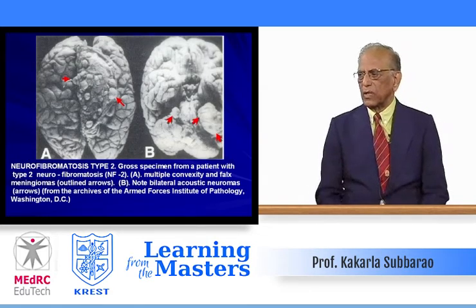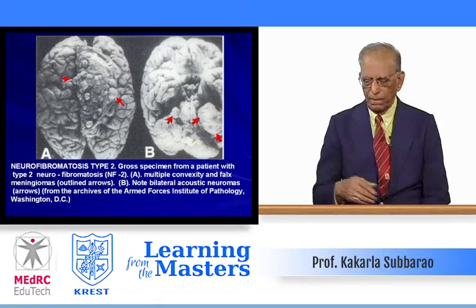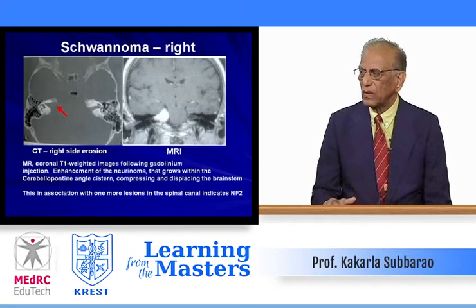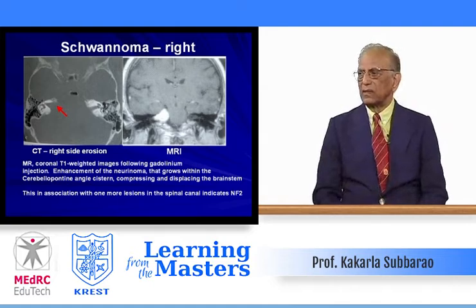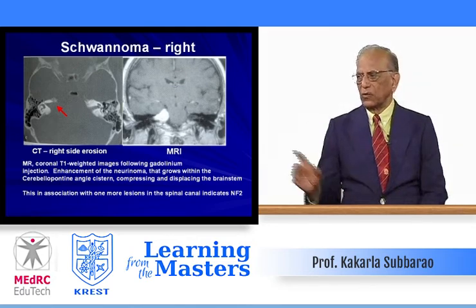Again, neurofibromatosis type 2, gross specimen from a patient with type 2 neurofibromatosis, borrowed from Armed Forces Institute of Pathology, Washington. Look at the multiple convexity and falx meningiomas, called meningioma factory, also bilateral acoustic neuromas. Schwannoma on the right side, you could see the CT, right side of the picture, one on your left side, MRI, bright signal.